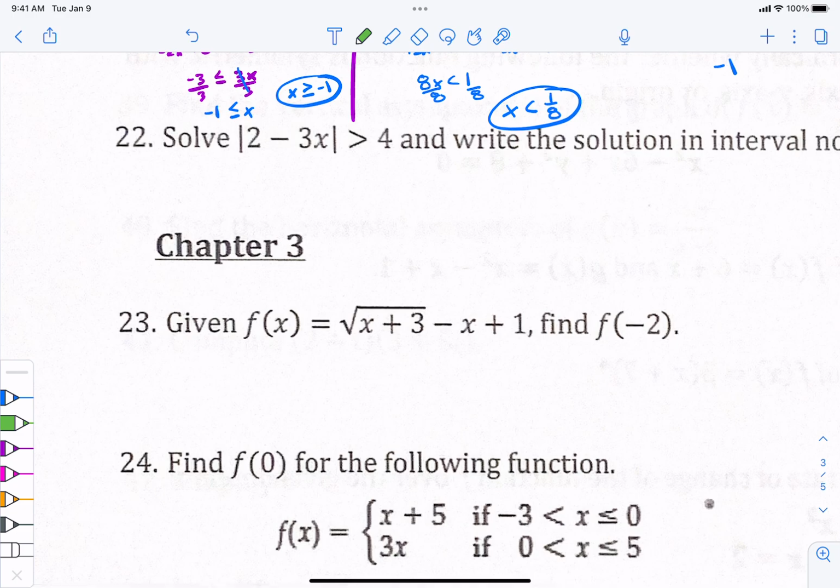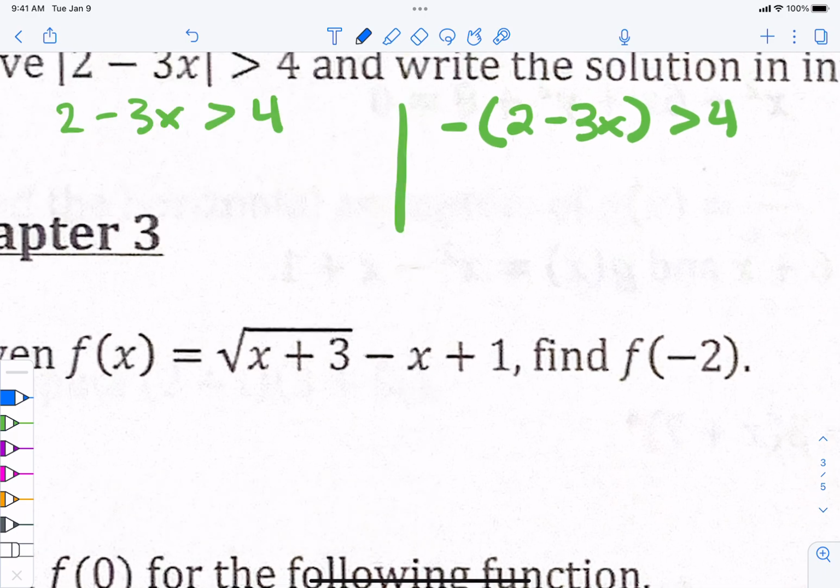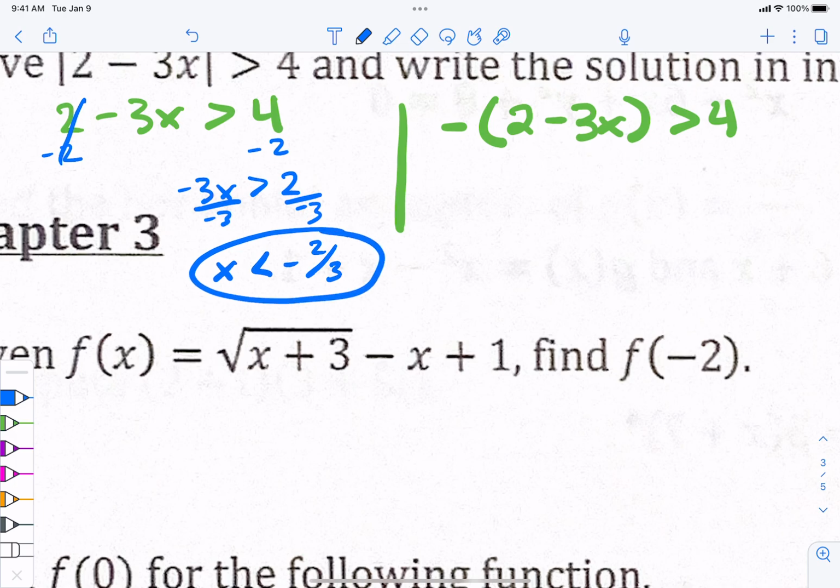All right, next one. Solve that and write the solution in interval notation. How do I solve that? Two cases, right? I've got 2 minus 3x is greater than 4, and I've got negative parentheses 2 minus 3x is greater than 4. Those are your two cases. Let's solve the left one first. I'm going to subtract 2, and negative 3x is greater than 2. Divide by negative 3 and flip the sign. X is less than negative 2/3.